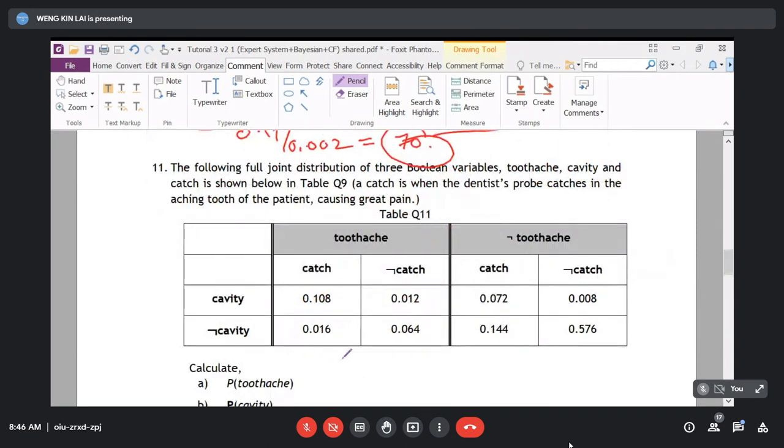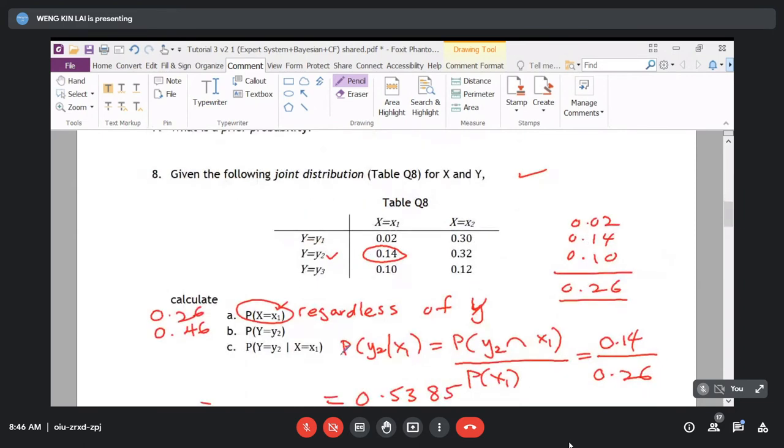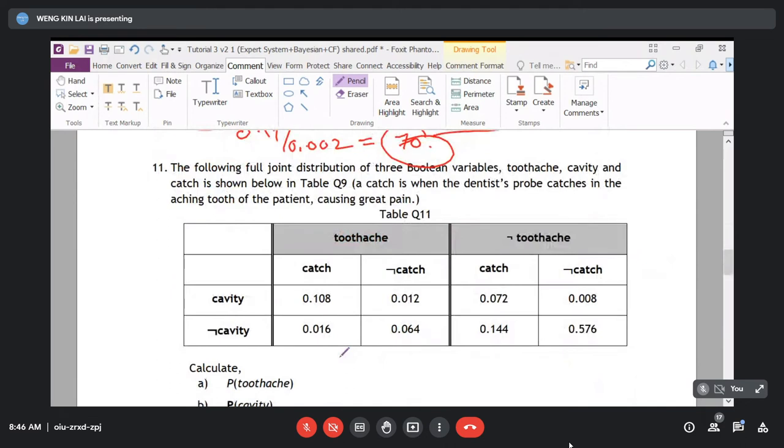In this case, we have a joint distribution, similar to the earlier case, question 8, but this one is question 11, a joint distribution of the Boolean variables toothache, cavity, and catch. Now, what's the catch? A catch is a tool that the dentist uses to detect whether there's a cavity in your tooth, and the tooth is gone and it goes down to your nerve. Once the dentist confirms there's indeed a cavity and it touches your raw nerve, it will cause you great pain. So there is basically a catch.